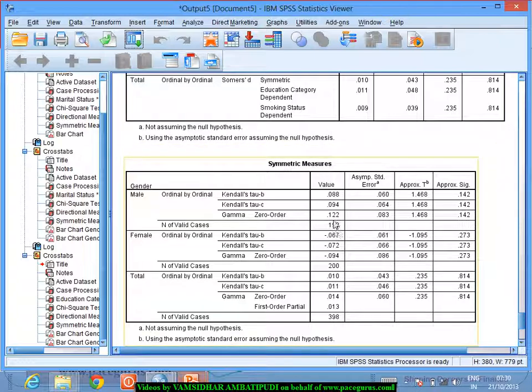But even if you see these variables, you are seeing that all the values are much lesser. They should be much higher to talk about a statistically stronger relationship between the two. But here itself I can reject, saying that there is no relationship between the educational status, education level, and the smoking status.